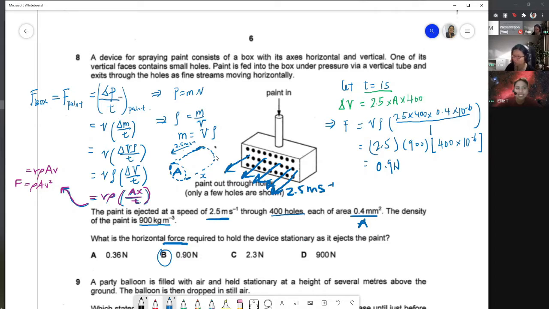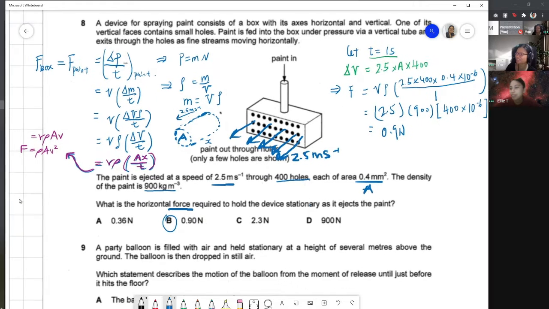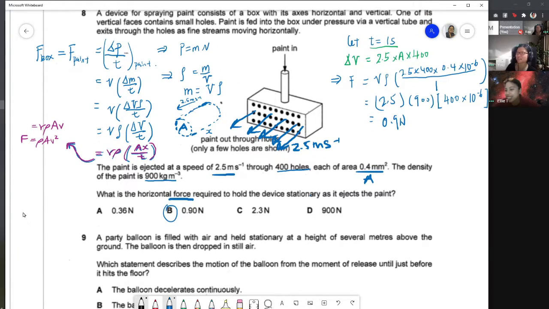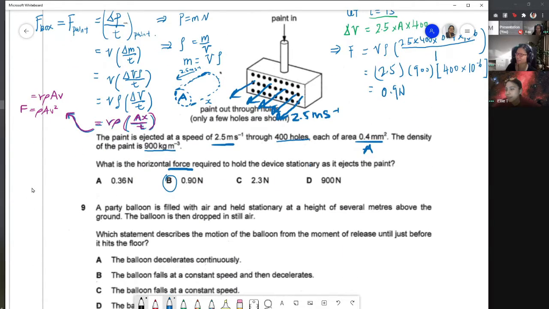But if you do this, your area must be 400 times 0.4. Don't worry, this objective is very nice. If you've forgotten to multiply 400, you cannot get answer one. It's okay. Never mind. Try again next time. If you ever see something like this, yeah, so multiply by 400. Okay, next, question 9.